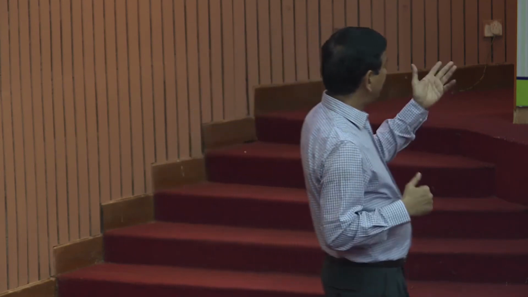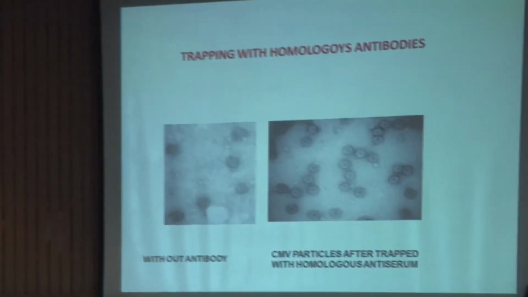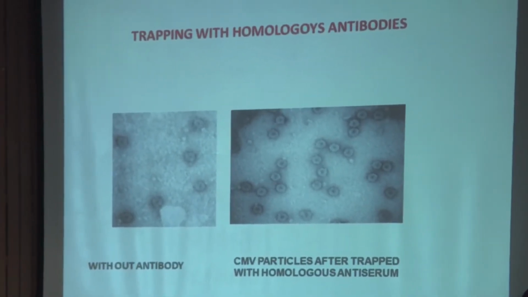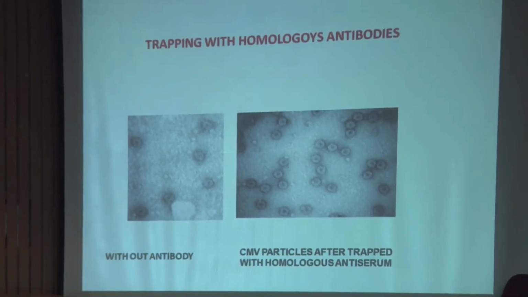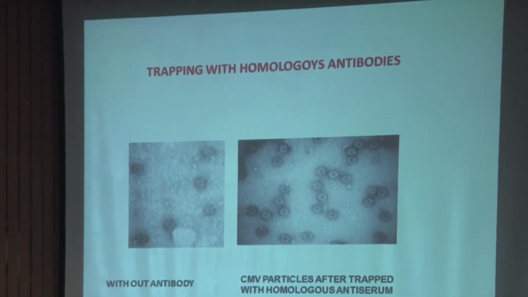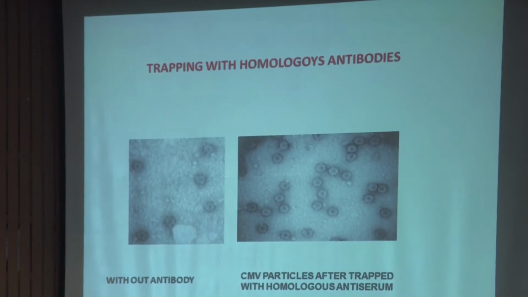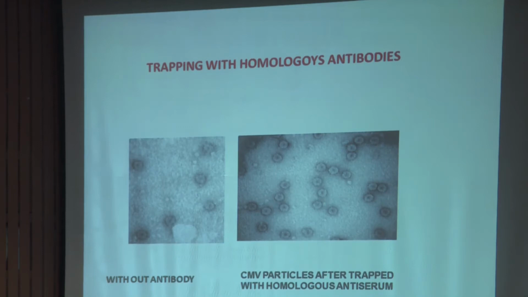We have already discussed this method. Here is the result. We had a sample with cucumber mosaic virus. Without coating the antibody, you find 4 or 5 particles. But when you trap with the homologous antibody, you find a large number of particles. The number of particles increases, which is a good idea for your virus.